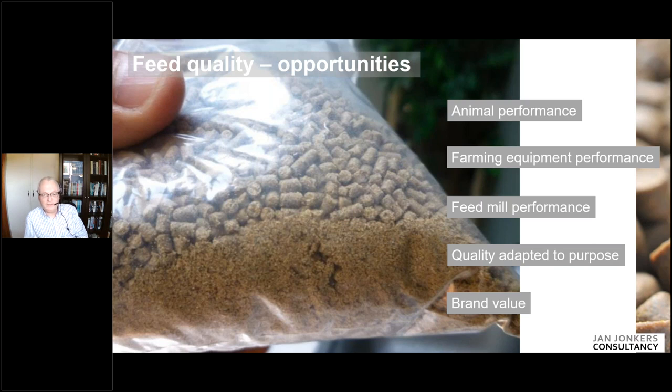You have less waste in your plant. This will also be a benefit for your plant. Quality adapted to purpose. In the previous slide, you see a lot of different uses of the feed. So one time we could focus on water stability, another time maybe durability is the most important. So we could also adapt the quality to the purpose and not only make one standard quality. And then if you are able to lift the quality or have a very good quality of your products, you will also be able to improve your brand value. So a lot of opportunities here.